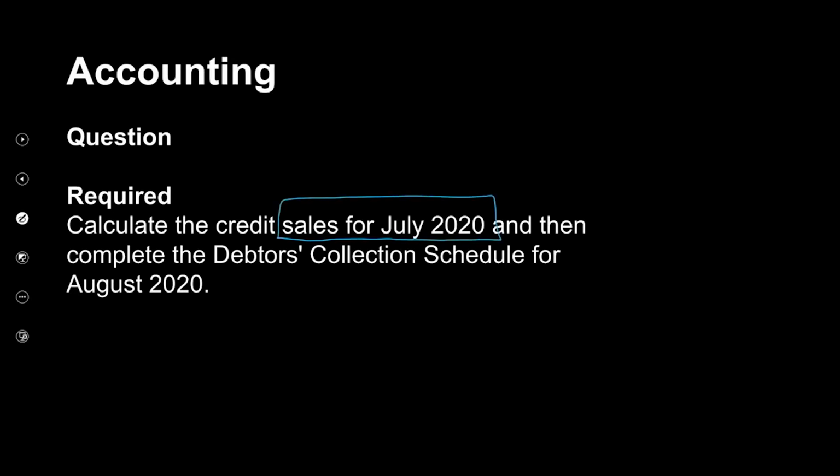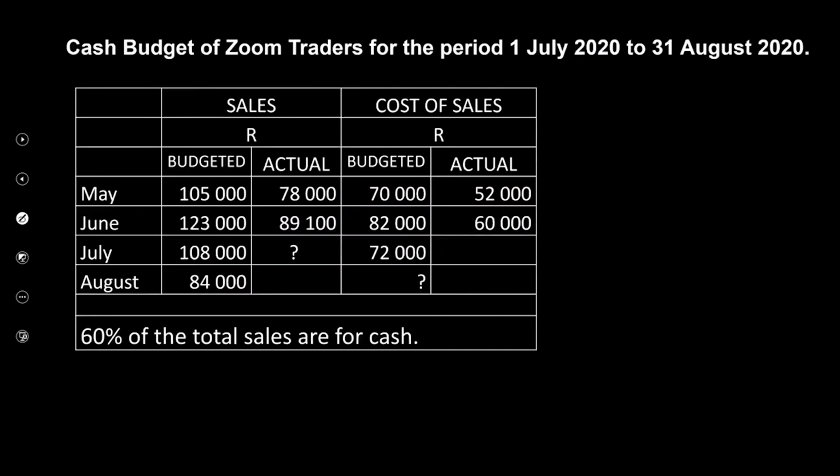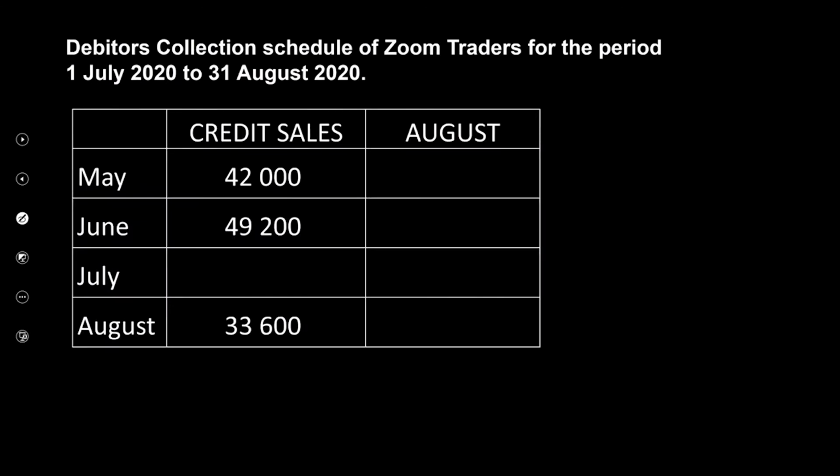Now we go on and it says here required, calculate the credit sales for July 2021. And then complete the debtor's collection schedule for August 2020. Right. Let's look at the information that we have here. This is your sales figure, but it is your total sales figures. Can you see that? And if you look at the answer book that you have been provided with, you will notice here that they've given you the credit sales.